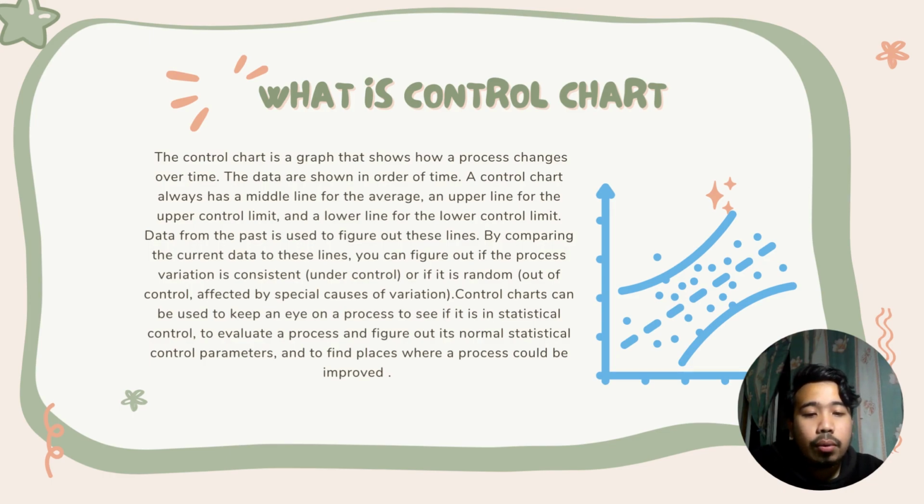So, the control chart we are going to talk about in this presentation is a combination of the X bar chart and also the S chart. This is used to keep an eye on processes with continuous variables.